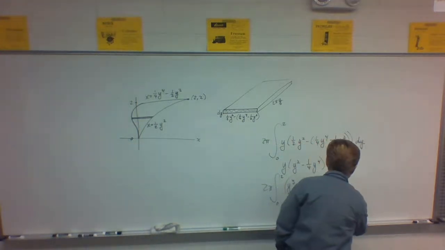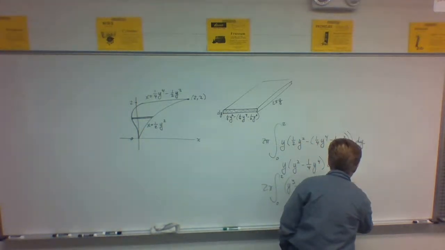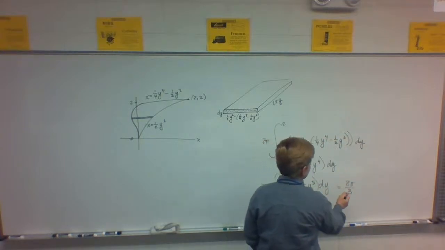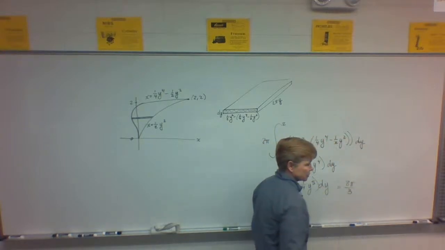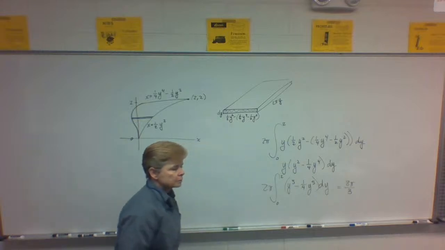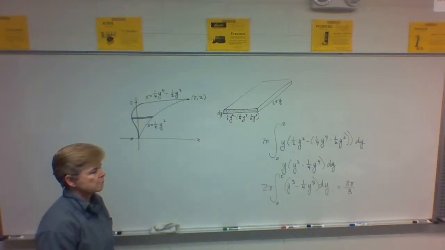So I'll just write that down here. What we're supposed to get is 8 pi thirds. Now you may get a decimal if you use your calculator for this. Divide it by pi and see if you get 8 thirds, which would be 2.6 repeated.